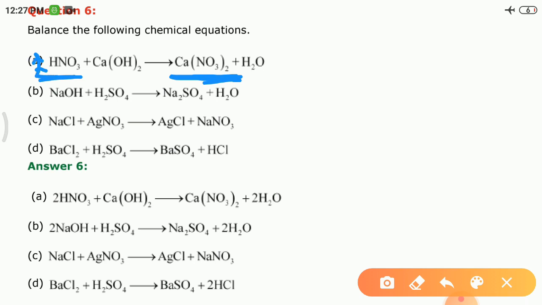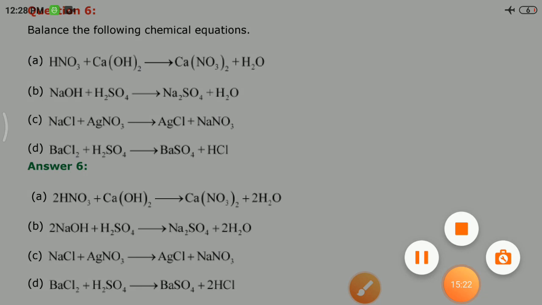After we put 2 here for getting 2 nitrate, the total number of hydrogen will be 2 hydrogen here and 2 hydrogen here. The hydrogen is consumed in the form of water, and this total hydrogen will be 4, so after the reaction, for making it 4, we have to put 2 with the water also. So finally the balanced chemical equation will be 2HNO3 plus calcium hydroxide gives calcium nitrate plus 2H2O.